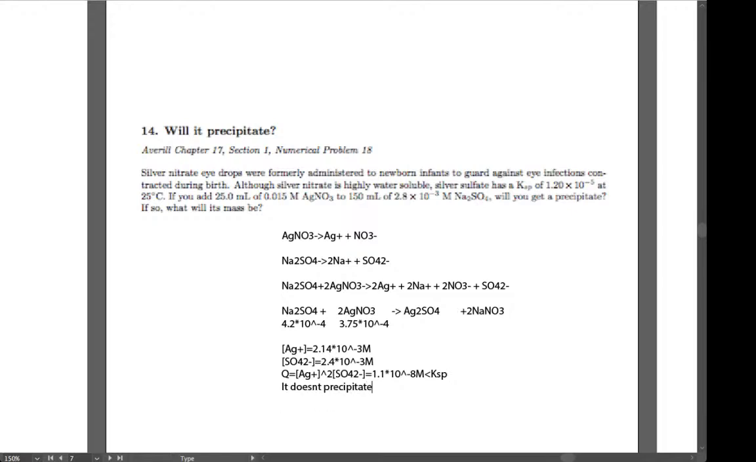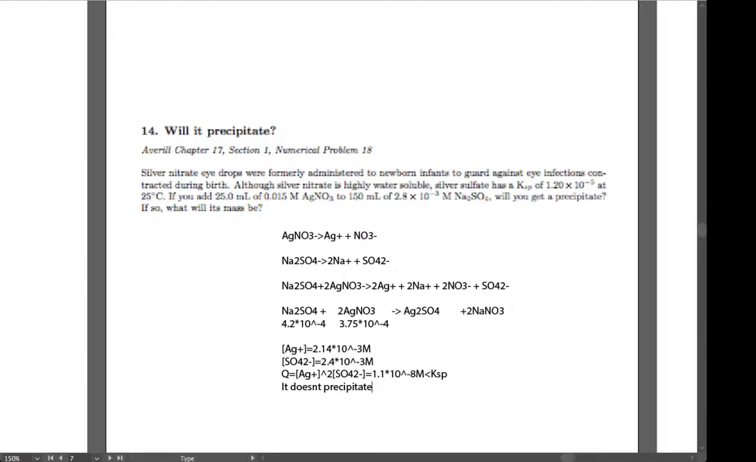But if it precipitates, you just need to find the concentration of Ag+ and SO4 2-, and for the Ksp. And yes, by the way, the Ag+ and the SO4 2- should have the same concentration. Well, actually no. It should be like around 4x cubed.